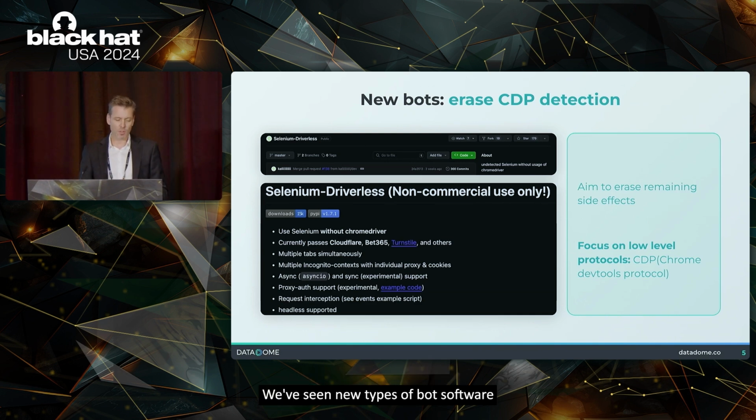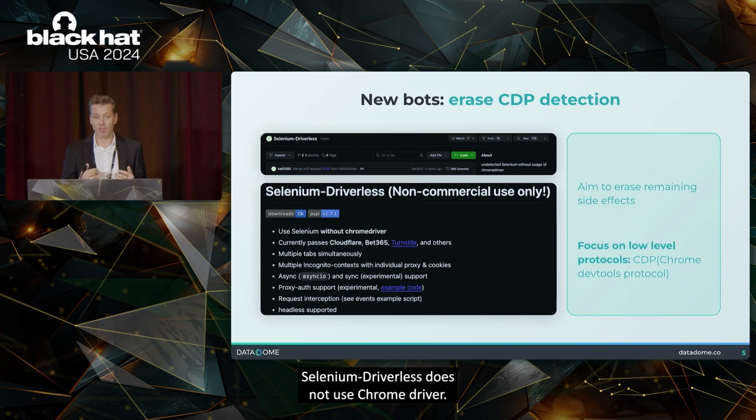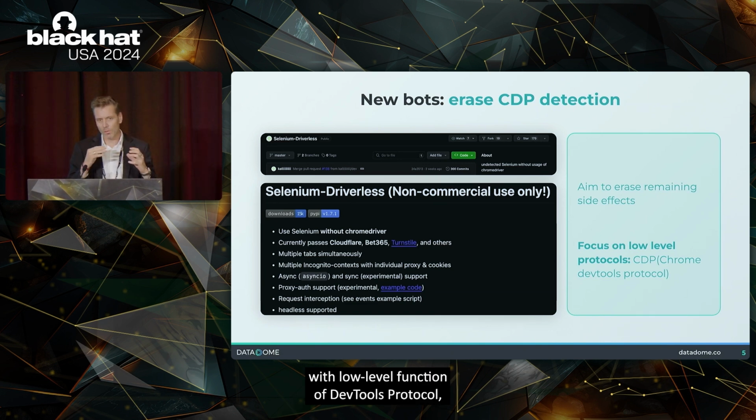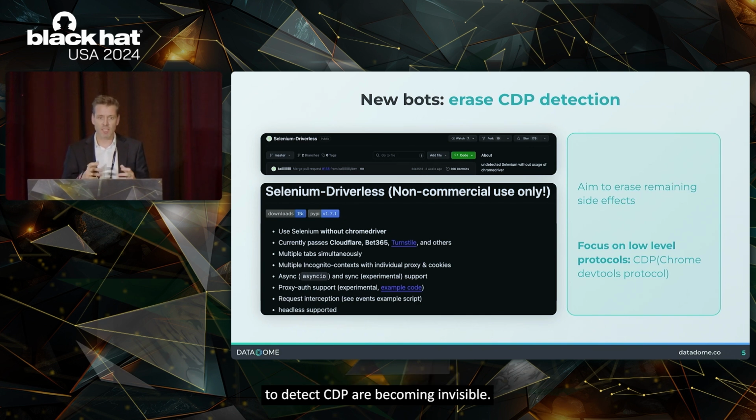We've seen new types of bot software such as Selenium driverless. Selenium driverless does not use ChromeDriver. Instead, they re-implemented it with low-level functions of the DevTools protocol. And because they're doing this, the last remaining signals that were being used to detect CDP are becoming invisible. By using low-level functions, they can completely bypass that.